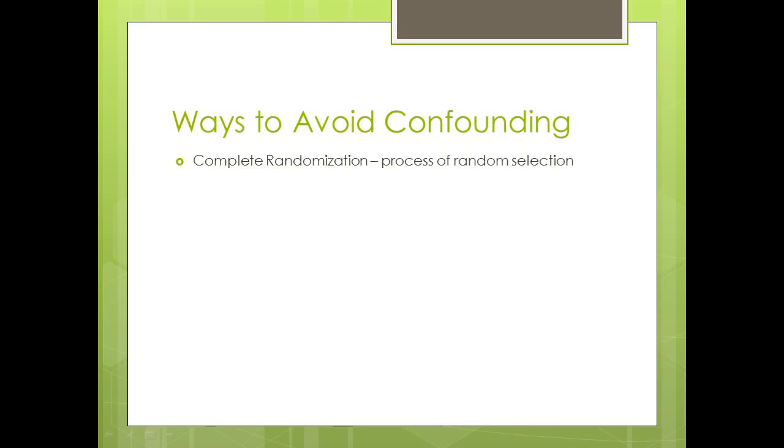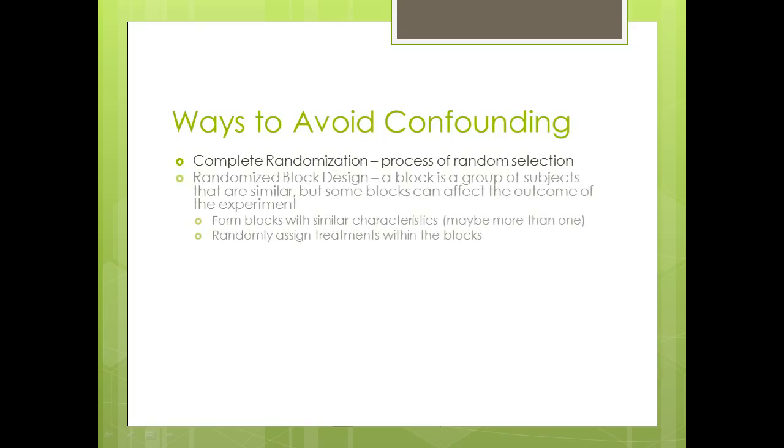First of all, any experiment should have complete randomization. There is such a thing called randomized block design. A block is just a group of subjects that are similar, and the blocks sometimes can affect the outcome of the experiment. So what you want to do is form blocks with as many similar characteristics as you can. You might want to do more than just one type of characteristic, and make sure that you are randomly assigning treatments within the blocks.